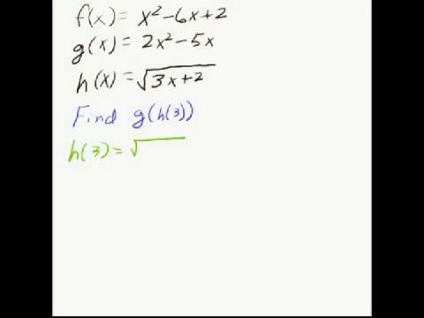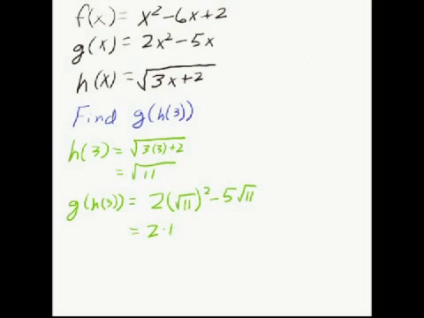So again, I could figure out the composition of these two functions and then put 3 into it, but I think what I'll do first is just figure out the value of the h function at 3, square root of 11, and then I'll take that and put it into the g function. So square and square root cancel, 2 times 22 minus 5 square roots of 11.